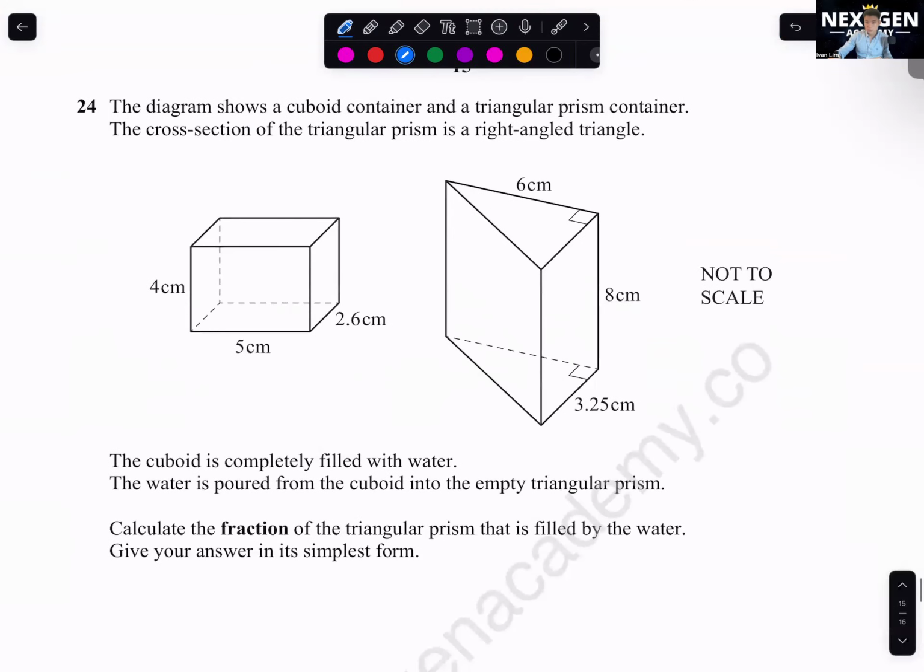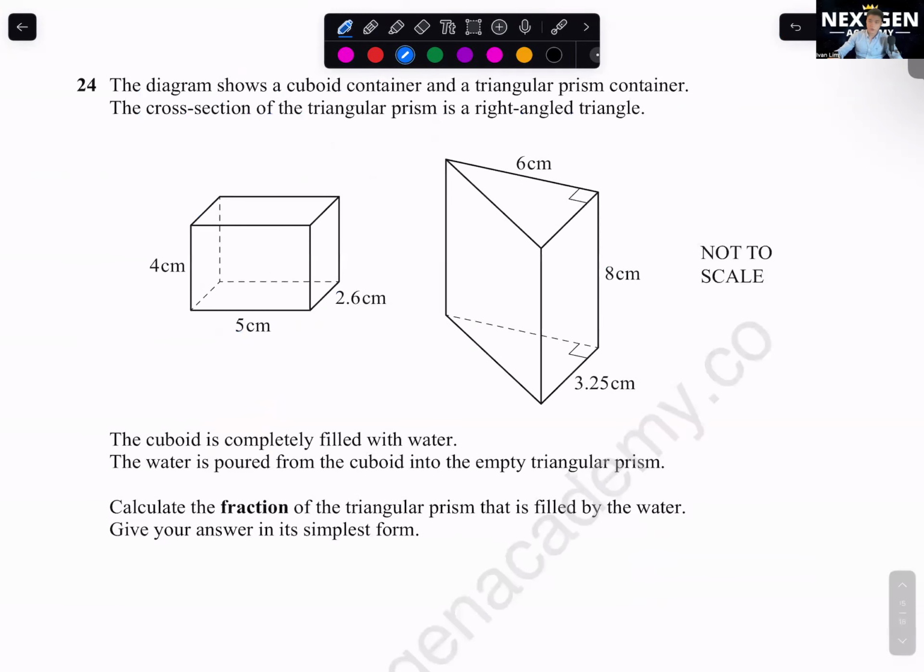Okay, number 24 on shapes. The diagram shows a cuboid container and a triangular prism container. The cross-section of the triangular prism is a right-angled triangle. The cuboid is completely filled with water. So inside here got water. The water is poured from the cuboid into the empty triangular prism. So water pour into here. Calculate the fraction of the triangular prism that is filled by the water.